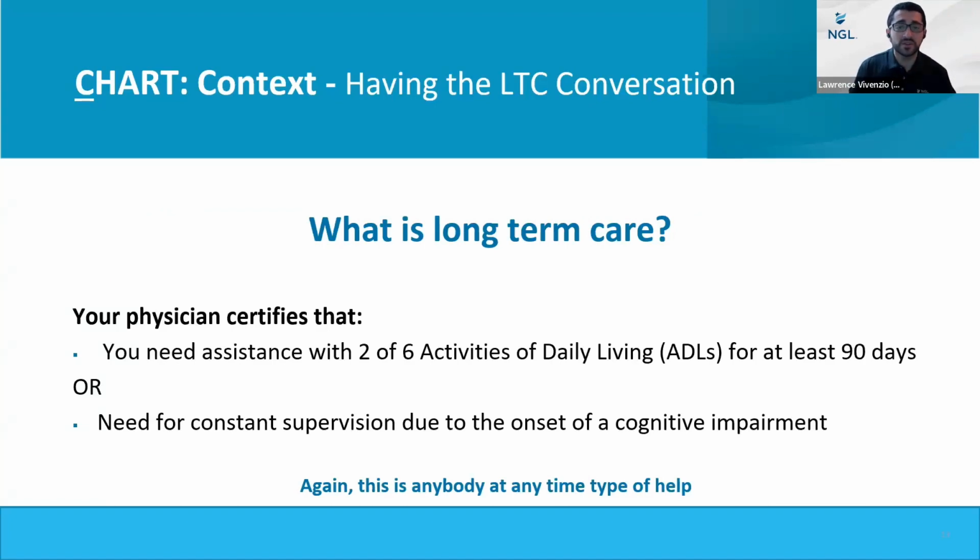And medically speaking, we have 6 of these things called activities of daily living, or ADLs: eating, bathing, dressing, toileting, continence, and transferring. And the way you initiate a claim, actually, is when your doctor certifies you need help with at least 2 of those things for at least 90 days. Or you need constant supervision due to a cognitive impairment. This is anybody at any time kind of stuff. Look at the people that were on the screen a couple of minutes ago. Right? Things can happen. Life happens to all of us.